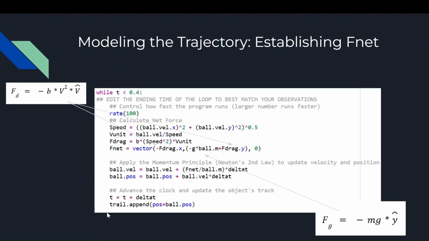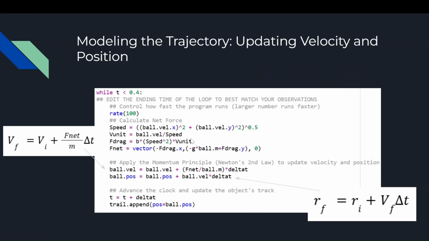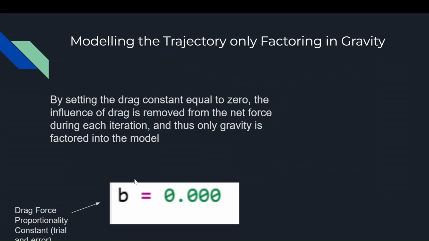And to establish the net force, we use the equation seen here, where the force of drag is the only force acting on the x-axis, and then both drag and gravity are acting on the y-axis. We then updated the velocity in an iteration, and used the updated velocity each time to update the position in the same iteration. For the model that only factored in gravity, in order to do this, we simply set the drag constant equal to 0. This removes the influence of drag from the net force, and only gravity will be factored into the model.